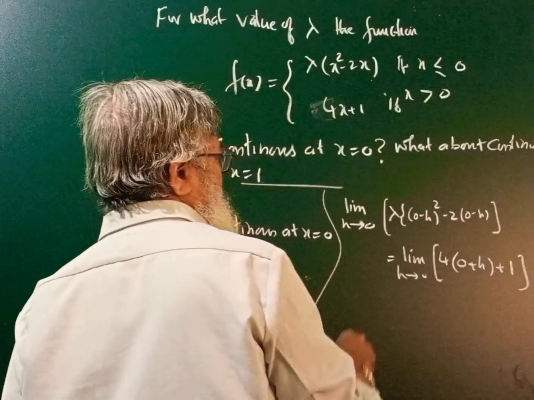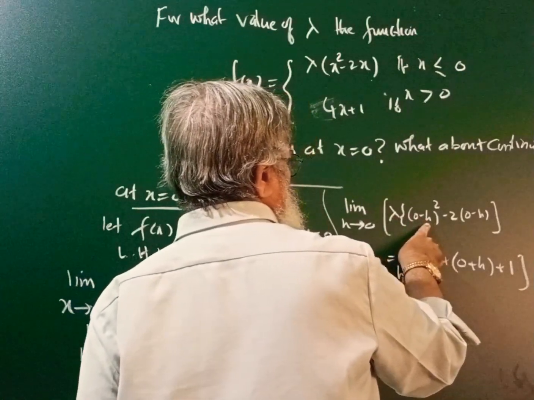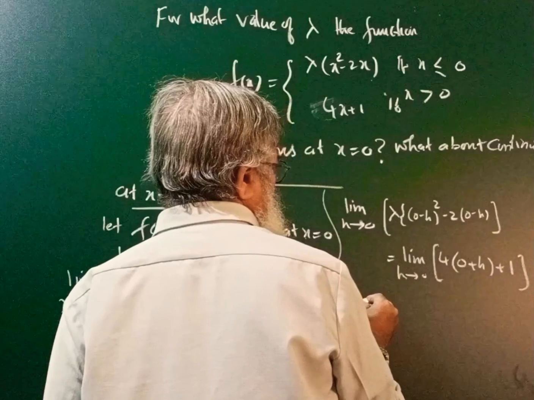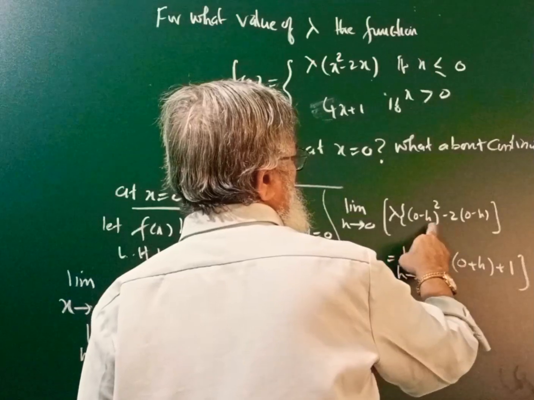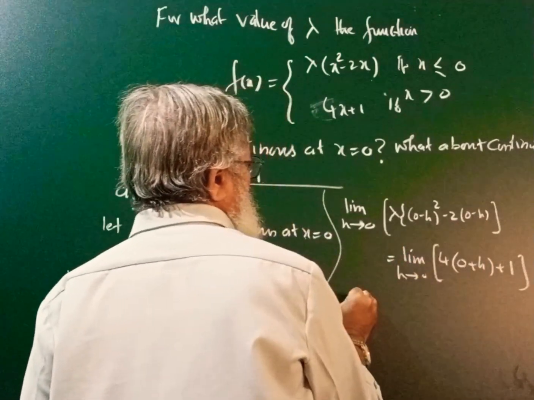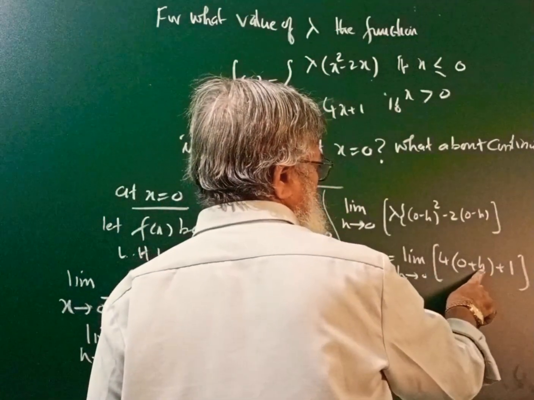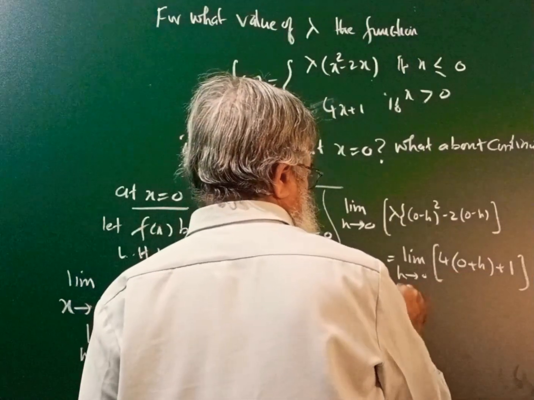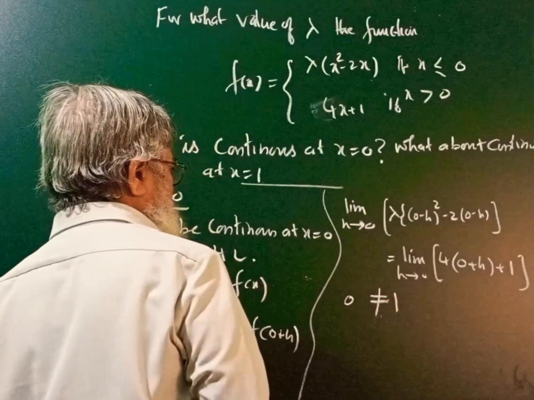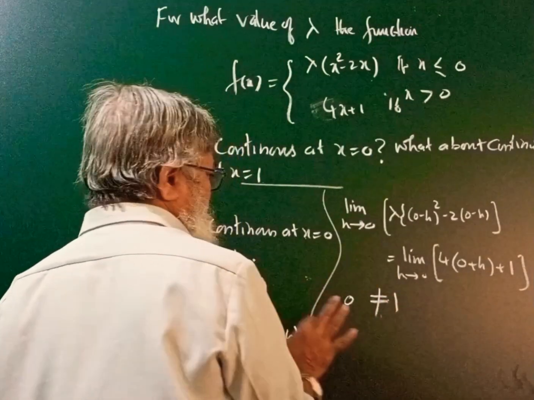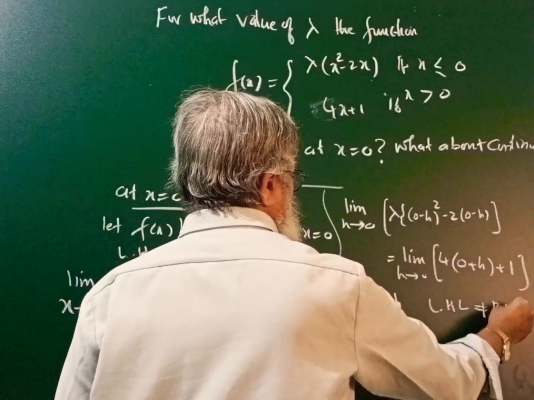We have to simplify that. If you simplify this, it will entirely become 0, since h is equal to 0 and this is also 0. And on the right, with h equal to 0, it will be 0 plus 1, which is 1. But we see that 0 cannot be equal to 1. So 0 is not equal to 1. Therefore the left hand limit is not equal to the right hand limit.